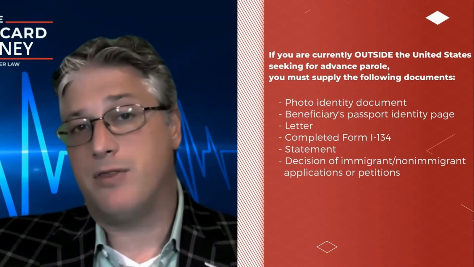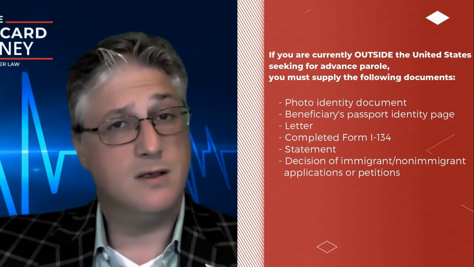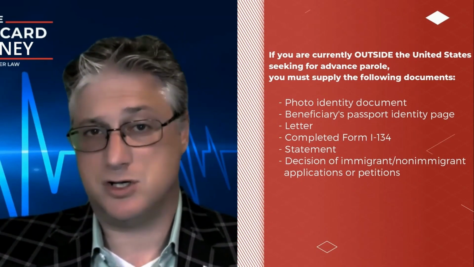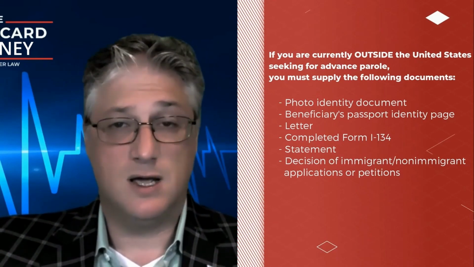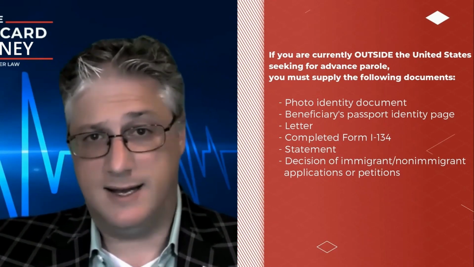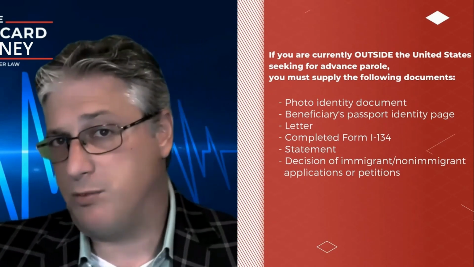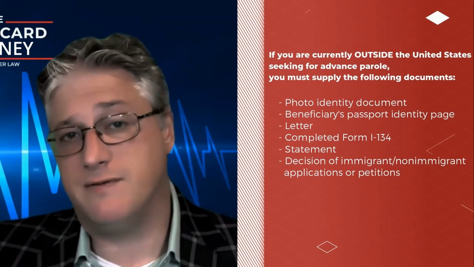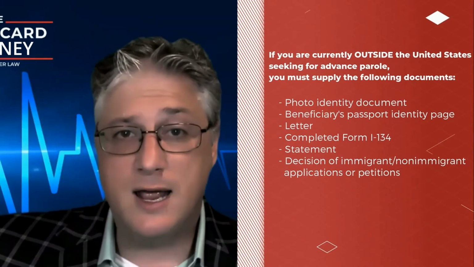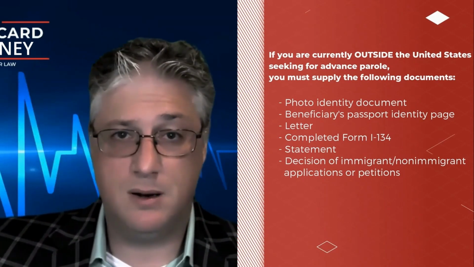A completed Form I-134 together with the required paperwork as outlined in the form's instructions. This is the affidavit of financial sponsorship. A statement explaining why you've been unable to get the visa in the United States. If you're applying for something and you've been denied, again, you've got to say it. You're going to have to be able to overcome it in some fashion. Otherwise, the advanced parole also will not be approved. Any documents showing the decisions of immigrant or non-immigrant applications or petitions that have already been approved or denied.